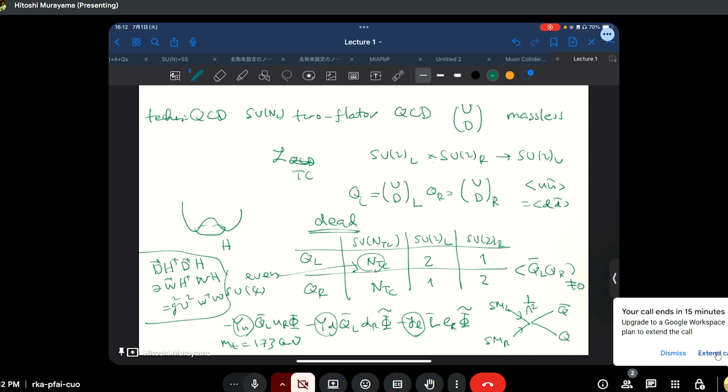In addition, this four-fermion operator, just like in the case of the neutron beta decay, presumably needs to be actually blown up into a UV complete theory. So this actually needs to be made.